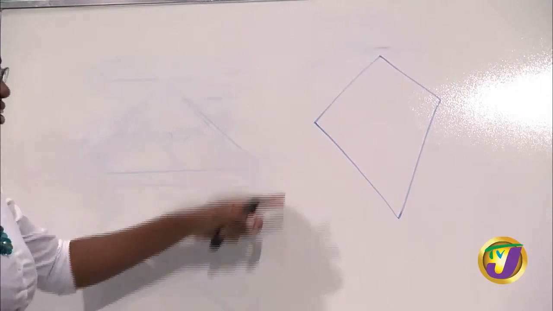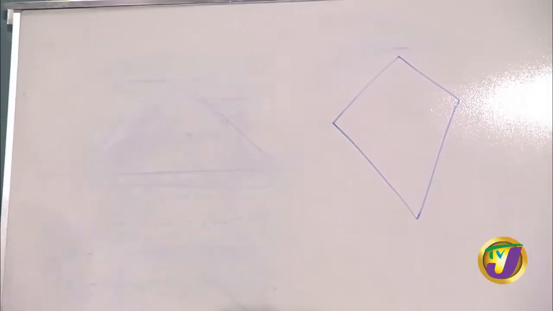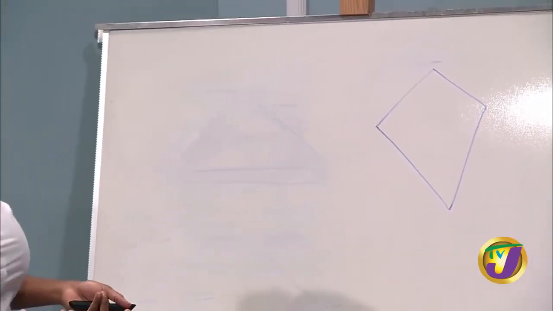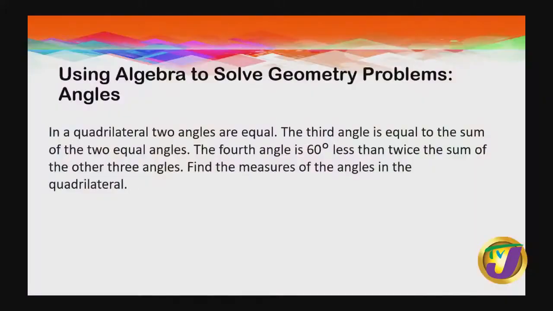But it would be based on the information. It says the two angles are equal. The third angle is equal to the sum of the two equal angles. And the fourth angle is 60 less than twice... Whoa, that is a whole heap of information. You know what? I'm going to run away from this one. Let me see what the diagram looks like.